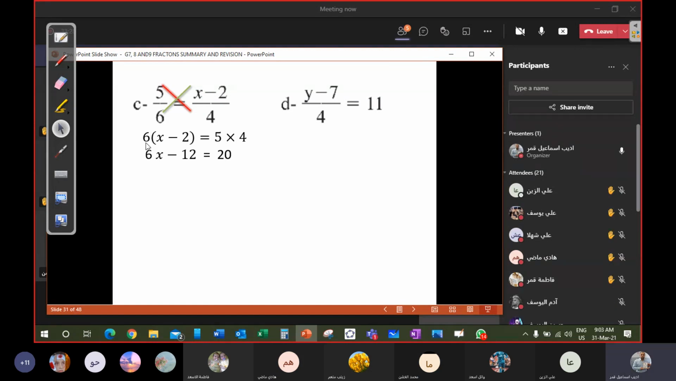And 6 times 2, 12. And we have the negative sign which is minus, so the answer will be 6x minus 12 equal to the other side, 5 times 4 equal 20. So look at this equation now. I should find x only, but here on the first side we have 6x minus 12 equal 20.